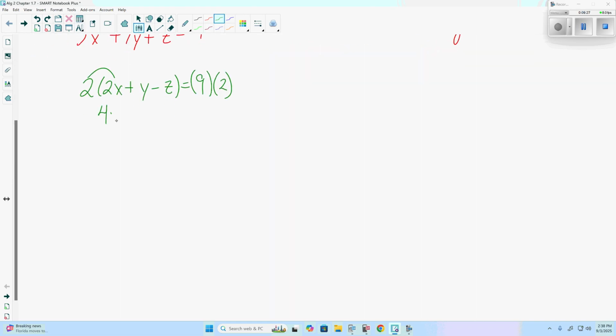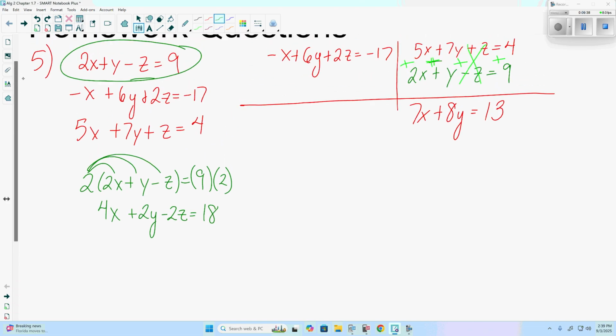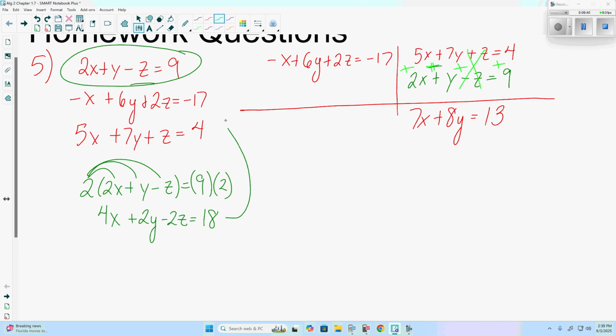2 times 2x is 4x. 2 times y is plus 2y. 2 times negative z is negative 2z. And 9 times 2 is 18. Now at this point here, we can put it underneath our other equation. 4x plus 2y minus 2z equals 18.